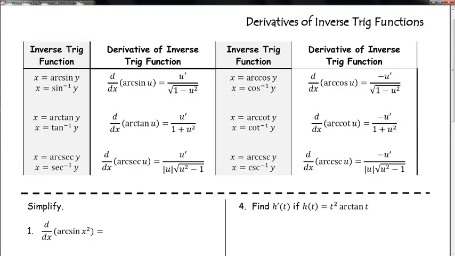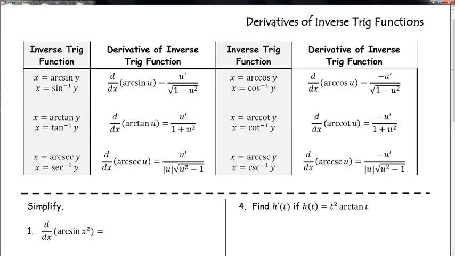Today we're going to talk about derivatives of inverse trig functions. I've given you a cheat sheet with a chart, and these are the different ways you might see an inverse trig function. You might see x is equal to the arc sine of y, or on your calculator they'll have x is equal to sine to the -1 of y. What that means is if I give you the ratio, can you give me the angle? That's what the inverse trig function does.